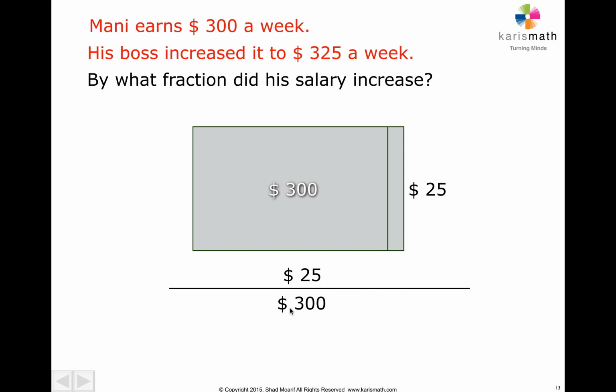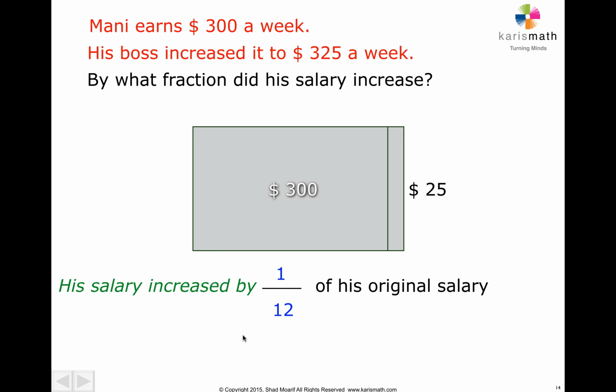And again here, $300. Do your math. It's simple. 25 over 300. That's the fraction. You can reduce it easily. It'd be 1/12. It means the fraction of his increase in salary is 1/12. He increased the salary by 1/12 of his original salary. That means 12 of these little pieces would fit into that, and one of them is 1/12. That's what he increased it by.